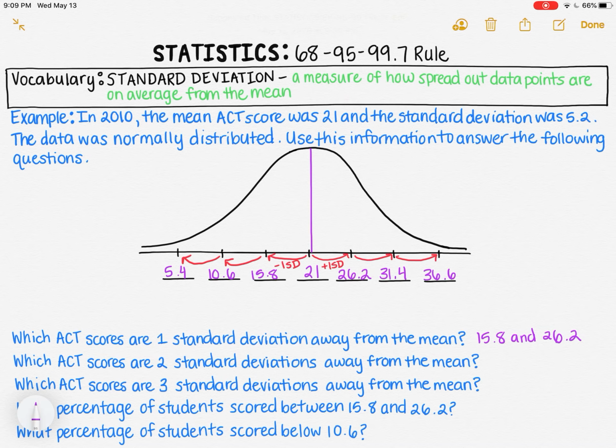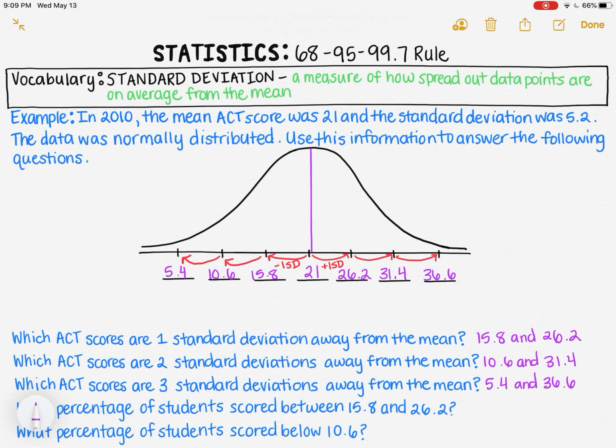Which ACT scores are two standard deviations away from the mean? Well, if you go two tick marks to the left of 21, we get 10.6 being two standard deviations below the mean. And if you go two tick marks to the right of 21, you get 31.4 being two standard deviations above the mean. Which ACT scores are three standard deviations away from the mean? Same thing, if you go 3 tick marks to the left of 21, you get 5.4 is 3 standard deviations below the mean. And if you go 3 tick marks to the right of 21, you get 36.6 is 3 standard deviations above the mean.